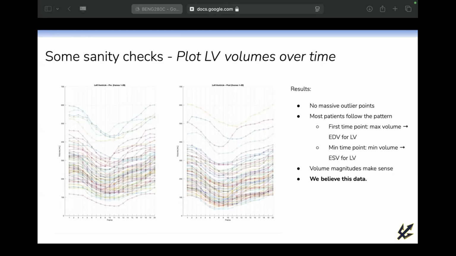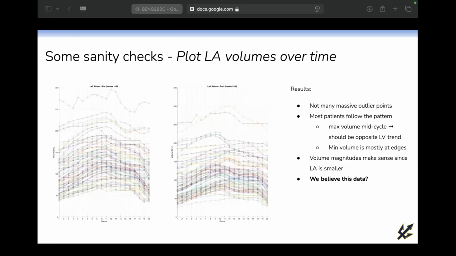We believe this data. My next sanity check, I was going to do the exact same thing, only now for the left atrium. So recall that the left atrium fills with blood during systole while the left ventricle is draining blood. Then when the left ventricle is filling with blood during diastole, the left atrium is draining blood. Thus, we expect the graphs to have the opposite trend and be right side up bell curves, which is exactly what we see. Although not as clean, we still see the same general trends for all the patients.